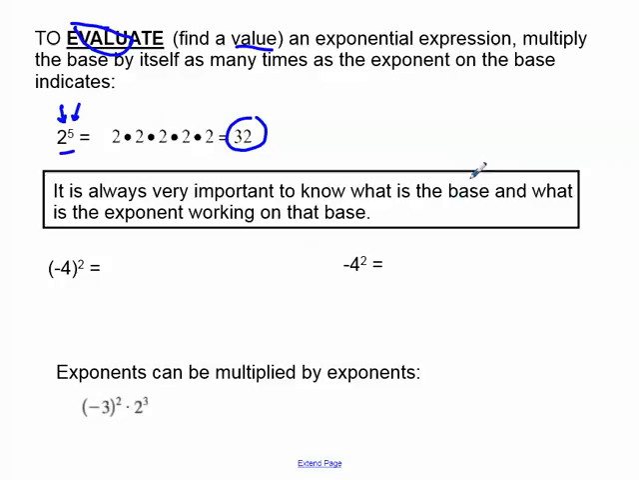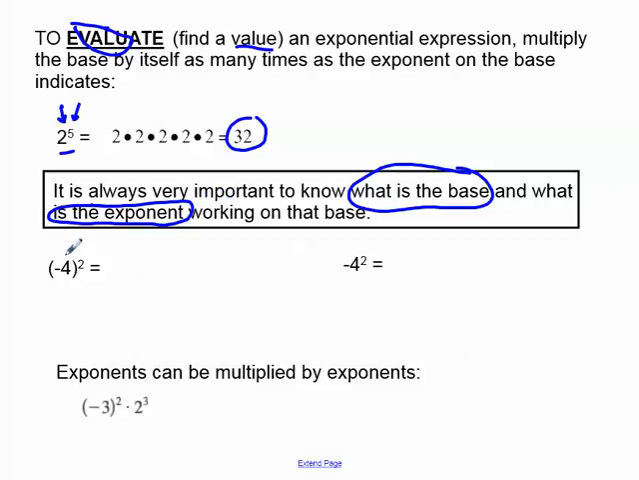So it's always important to know what the base is and what the exponent is, because they always work as a pair. It's kind of an old married couple. They always go together. The exponent always works on the base. The base is dependent on the exponent to tell us how we evaluate.